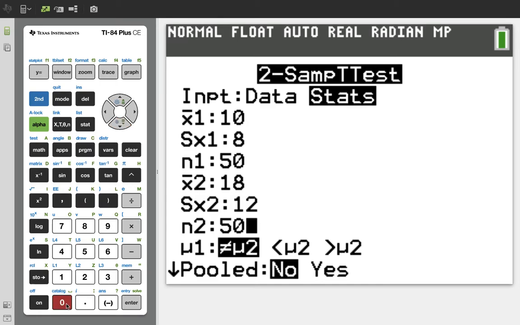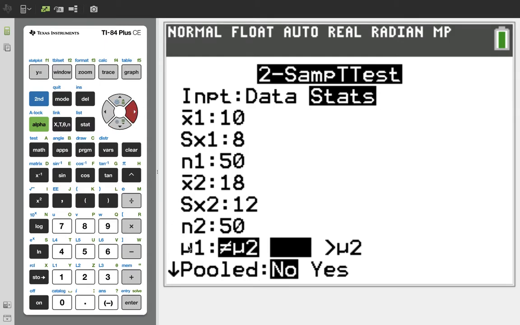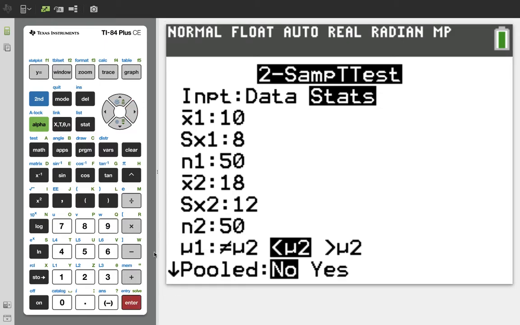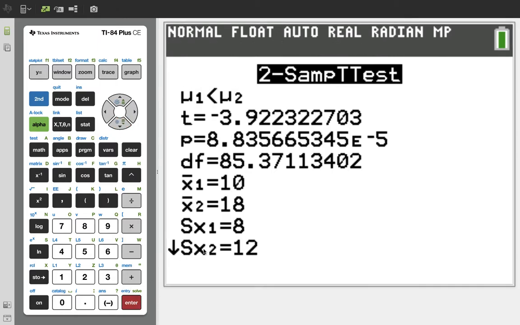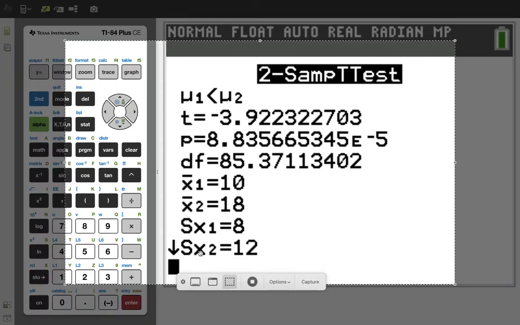For means, okay, what was our alternative? Our alternative was that the mean reduction for group 1, which is the standard group, would be less than the mean reduction by group 2, so we're going to pick this one. We're not going to do pooled here. And then we come down and we hit calculate. And we notice that this gives us a few things. It gives you your test statistic, your p-value, and your degrees of freedom. So we need those things right there.